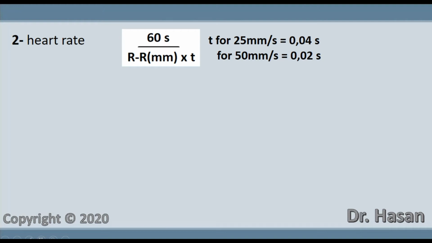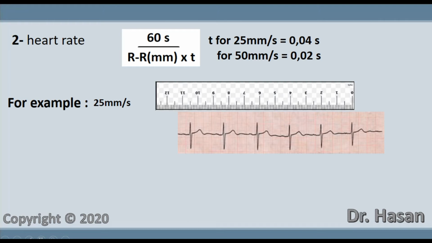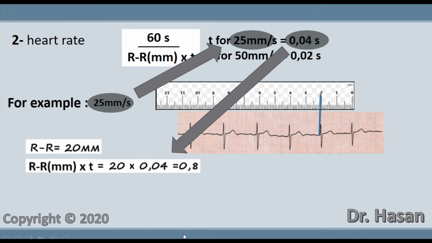Let's take an example. Example 1. We determine the heart rate on an ECG tape recorded at a speed of 25 millimeters per second. Measure the RR intervals with a ruler. In this case, it is equal to 20 millimeters. T is equal to 0.04 because the tape is recorded at a speed of 25 millimeters per second.